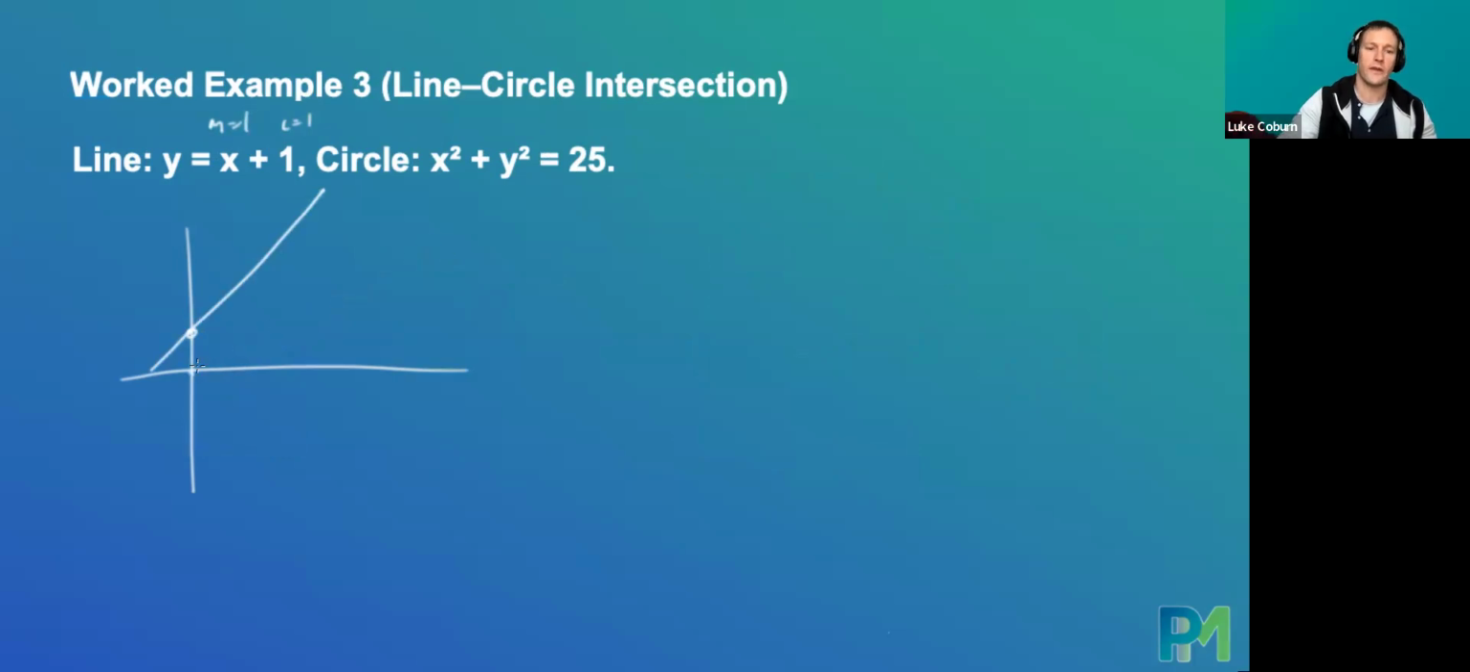x squared plus y squared is equal to 25. So that's a circle. That's the same as x minus 0 squared plus y minus 0 squared is equal to 25. So that's center (0, 0) with a radius of 5. So go 1, 2, 3, 4, 5.